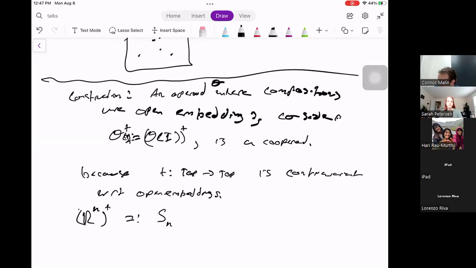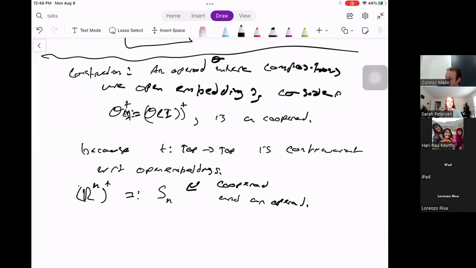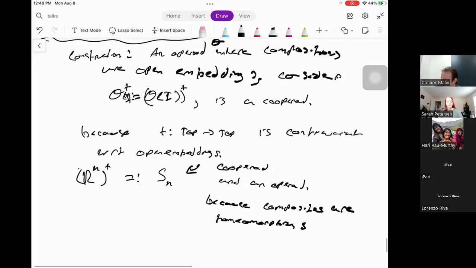But this thing right here is both a co-operad and an operad, because the structure maps are homeomorphisms, because the composites are homeomorphisms. Normally I would get a co-operad, but if the composites are all homeomorphisms, it'll also be an operad. So the sphere operad is just the 1-point compactification of the Euclidean operad.